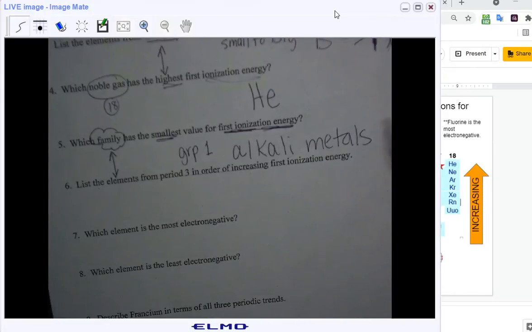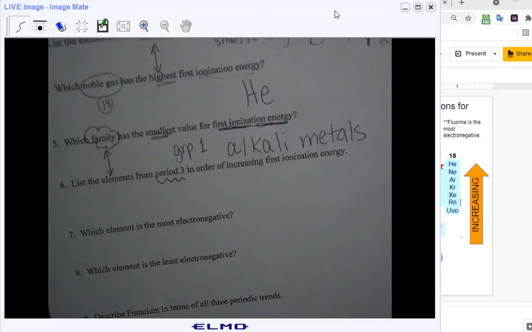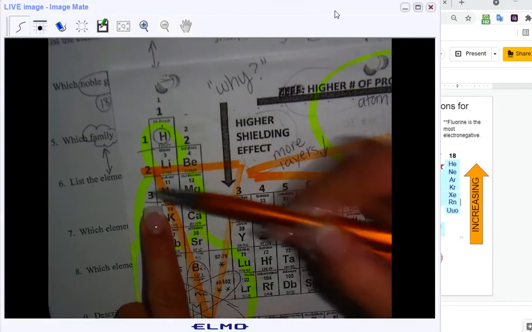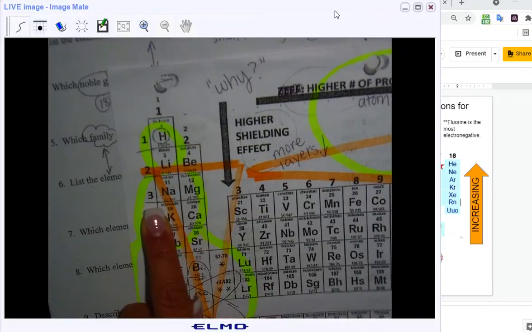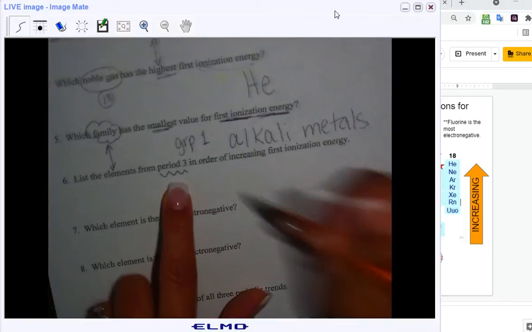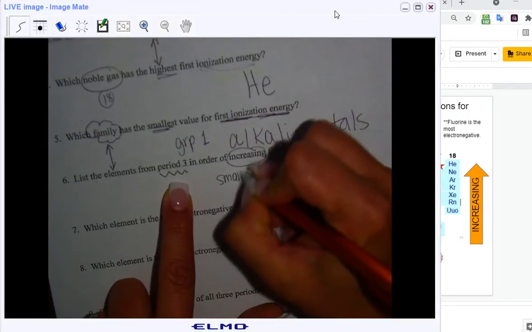Number 6, list the elements from period 3. All right, so period, is that vertical or is that horizontals? Horizontal. Those are the horizontals. Good. So we're going to find period 3. So we're going to go 1, 2, third period. We're going to go across like that. So now let's see what the question is asking. So we're at the sodium right now. Okay. List them in order of, there's the word increasing again. So again, that's small to big.